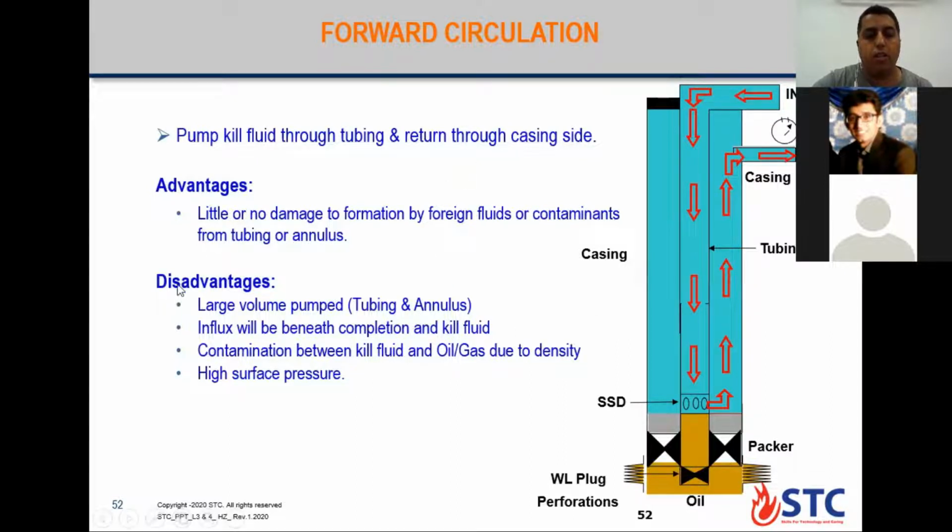All right. The last disadvantage here is high surface pressure. You pump from the tubing, a small area, and you get return from the large area, from the annulus. So mainly you have high surface pressure in this method, forward circulation.